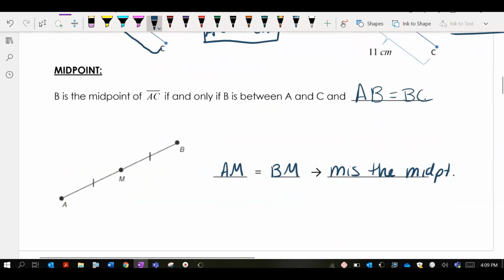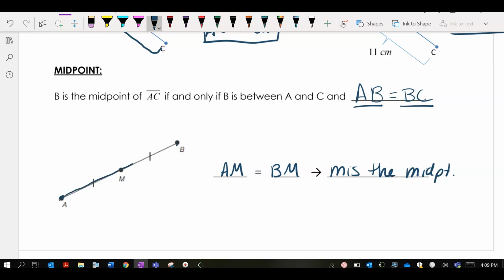Next, we have midpoint. So midpoint, exactly what it sounds like. You have a line, midpoint, it's the middle of the line, or I'm sorry, the segment. So here, B is the midpoint of segment AC if and only if it is between A and C. So then we can say that those two mini segments will be equal. So here's an example of this line.